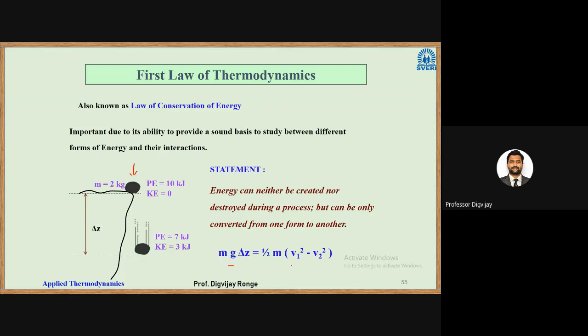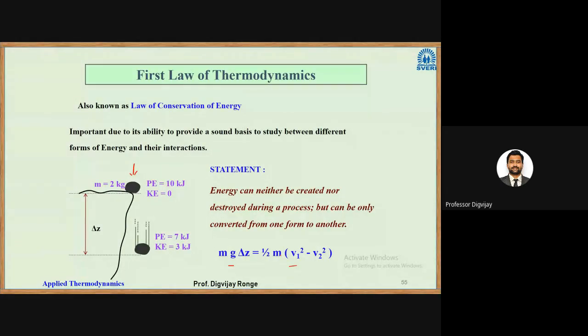So here it is given: the reduction in potential energy equals the gain in kinetic energy. So that is given by the first law. The total energy content remains the same. Energy can only be converted from one form to another.